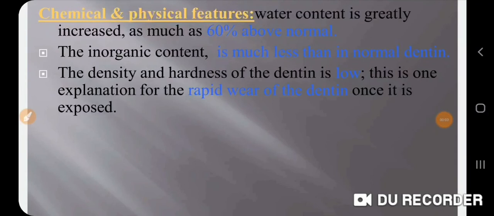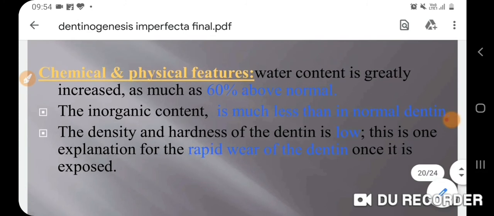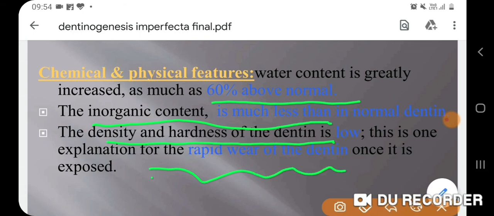Now we come to the chemical and physical features that change in dentinogenesis imperfecta. The water content is greatly increased, about 60% more than normal in dentinogenesis imperfecta, and the inorganic content is decreased as compared to normal dentine, and the density and hardness of the dentine is low. This is one of the explanations for the rapid wear of the dentine once it gets exposed.